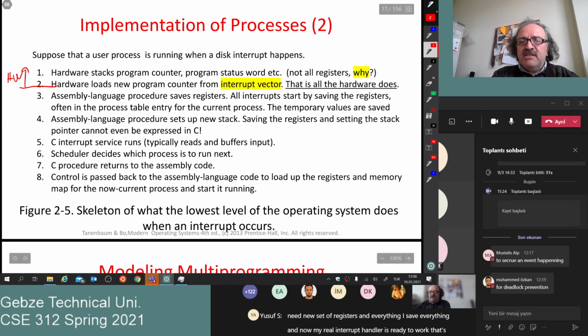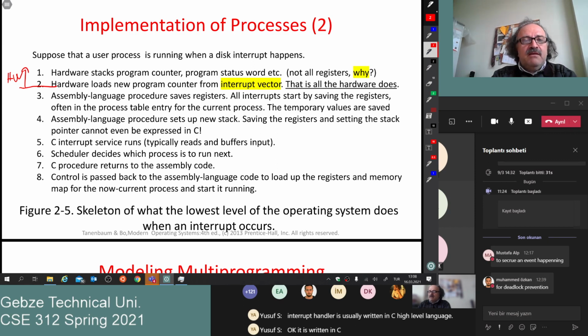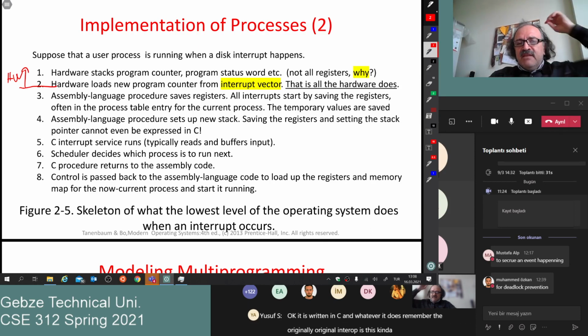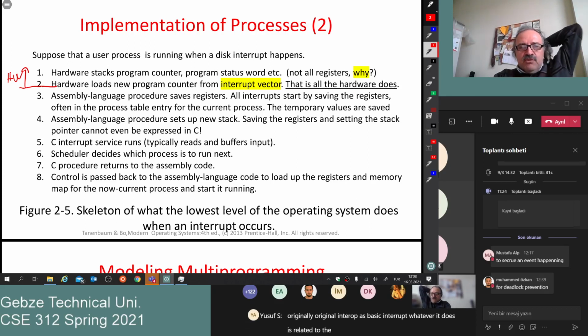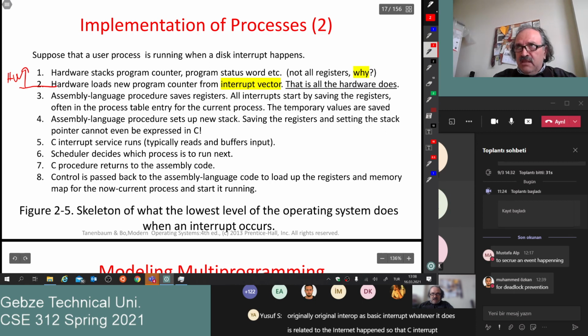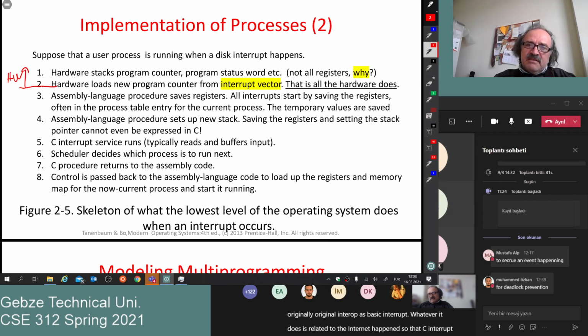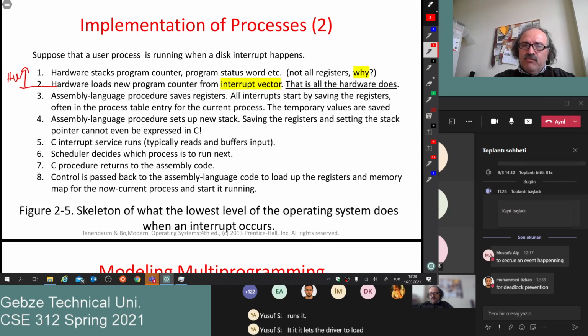That interrupt handler is usually written in C, a high-level language. Whatever it does is related to the interrupt that happened, and remember the original interrupt was a disk interrupt. So that C interrupt handler runs, and it lets the driver load all that data from the controller's buffer to the memory buffer. Okay, what is the memory buffer? Where do you think all that data is going in memory? What is the address of the buffer in memory where this data is going?